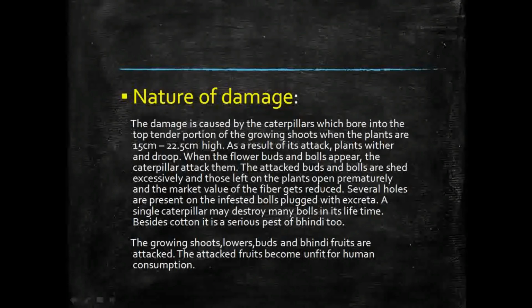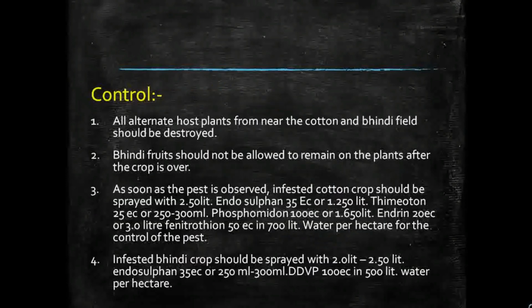Besides cotton, it is a serious pest of bhindi too. The growing shoots, buds and bhindi fruits are also attacked. The attacked fruits become unfit for human consumption. Now, there are some control measures suggested.